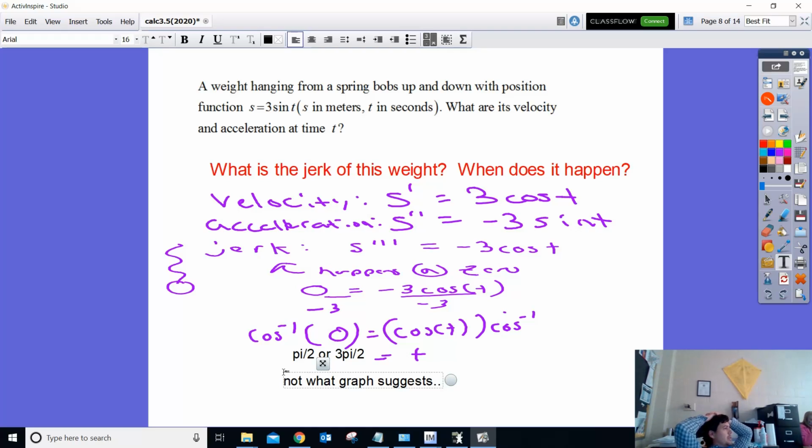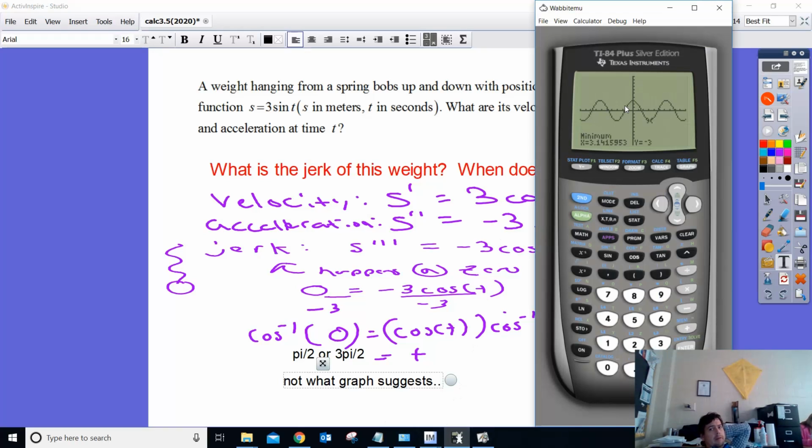Did you guys understand when we looked at the graph where we thought the jerks might be? So that's not what my graph is suggesting, which means I did something wrong. My graph is suggesting 0, pi, 2 pi, 3 pi, and so forth. These points where our position changes direction. We set that thing equal to 0, so we actually found where the velocity went from positive to negative. This was the position function.